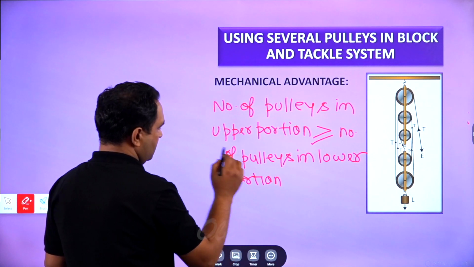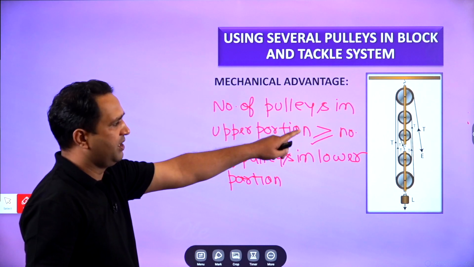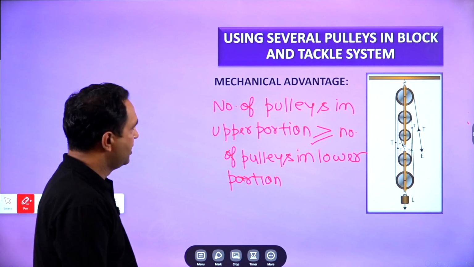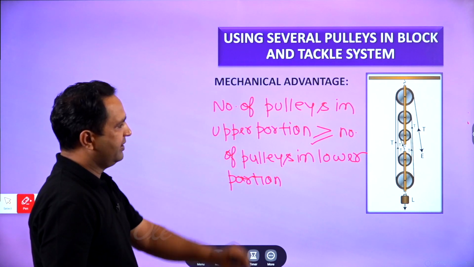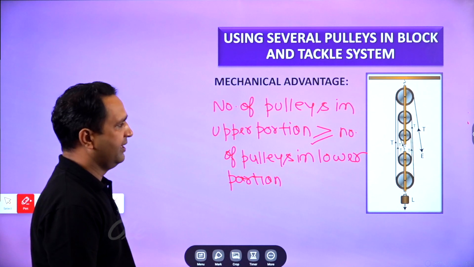Right? This you have to consider while making the combination of pulleys in a block and tackle system. Okay. So now we will calculate the mechanical advantage. First of all, we will calculate the mechanical advantage.